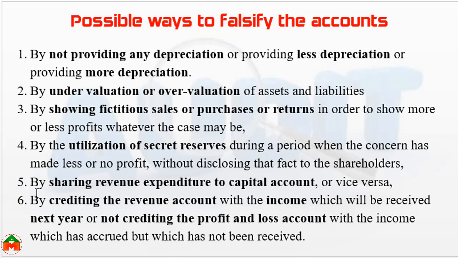And the fifth way to falsify the accounts, considering revenue expenditure as a capital expenditure or considering capital expenditure as a revenue expenditure. And the sixth one is crediting the revenue account with the income which will be received next year, or not crediting the profit or loss account with the income which has accrued but which has not been received. So these are some ways by which the higher level management or the directors can falsify the accounts.